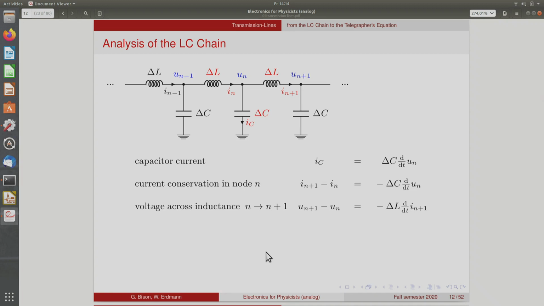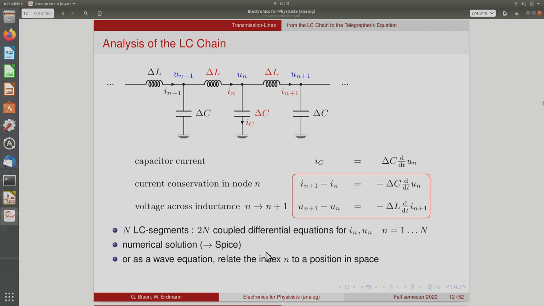Okay, so this is in principle all we need to characterize the system. If we take these two equations for every node, for every little block, then for n segments we have 2n coupled differential equations for 2n unknowns, which are the currents and the voltages in these places. So this is in principle a solvable system of equations, and the numerical solution is what SPICE does.